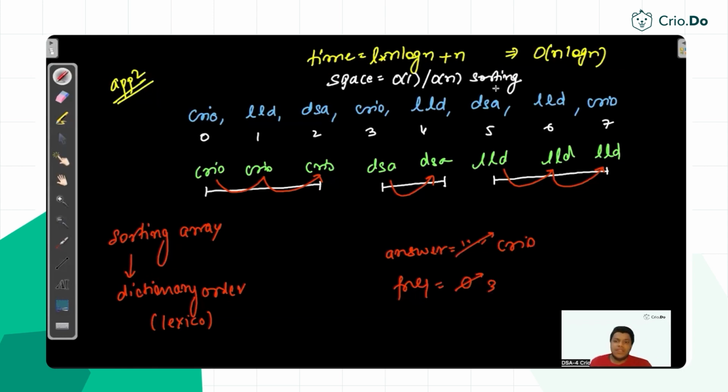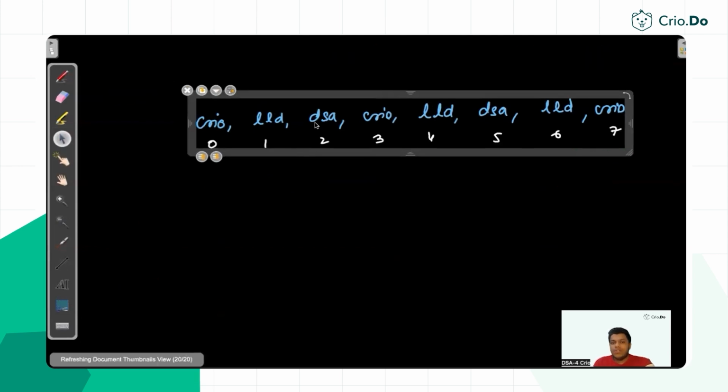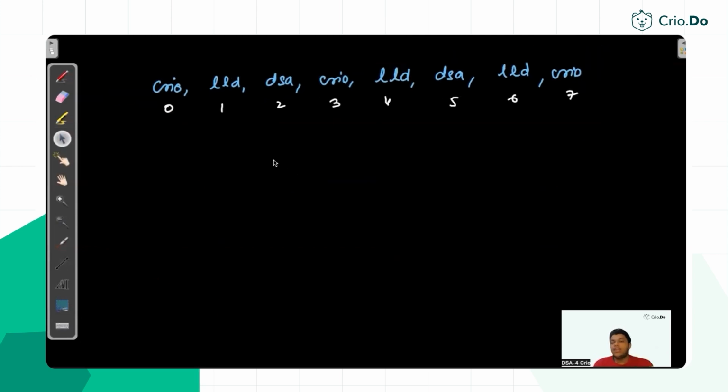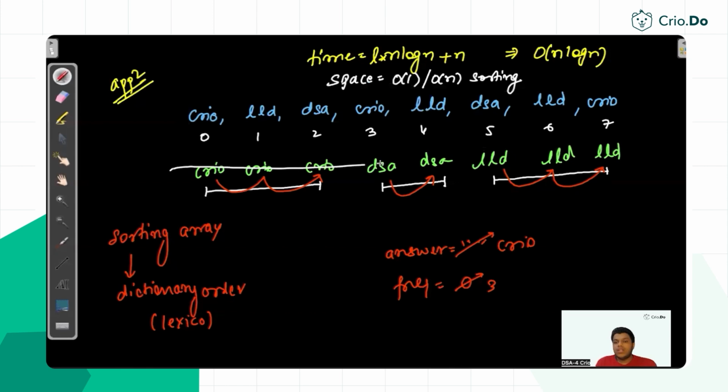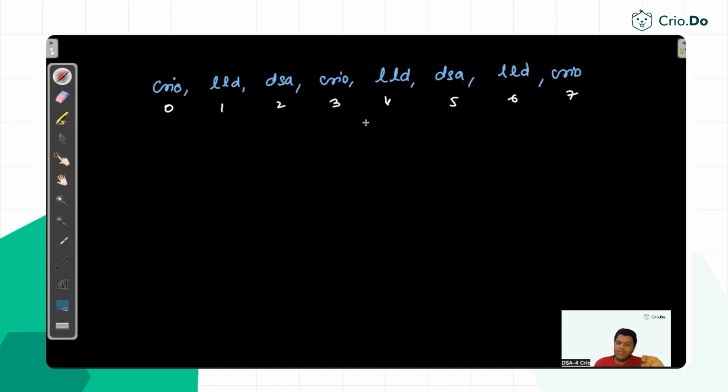Is it using any extra space or not? But provided that this is not the most optimal solution, then what is that? So the answer is, how about storing the frequencies of each string in another data structure? Not just sort the input array, not just run multiple loops on the input array, that is nested loops. How about storing the information which we need?